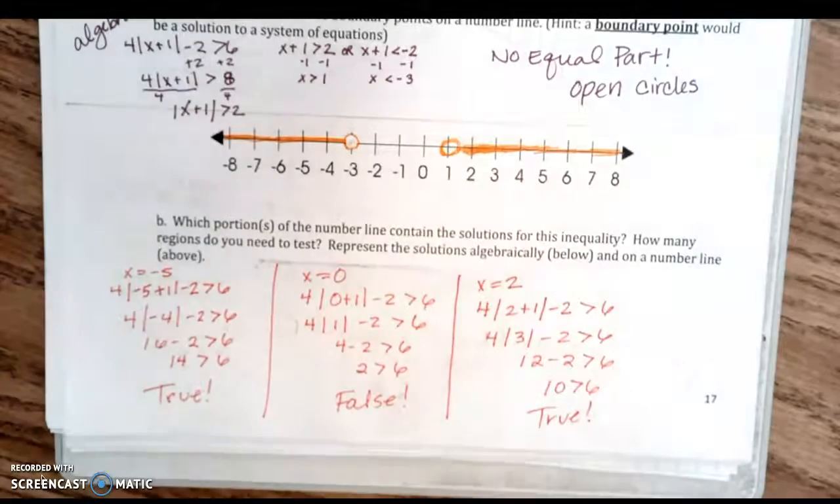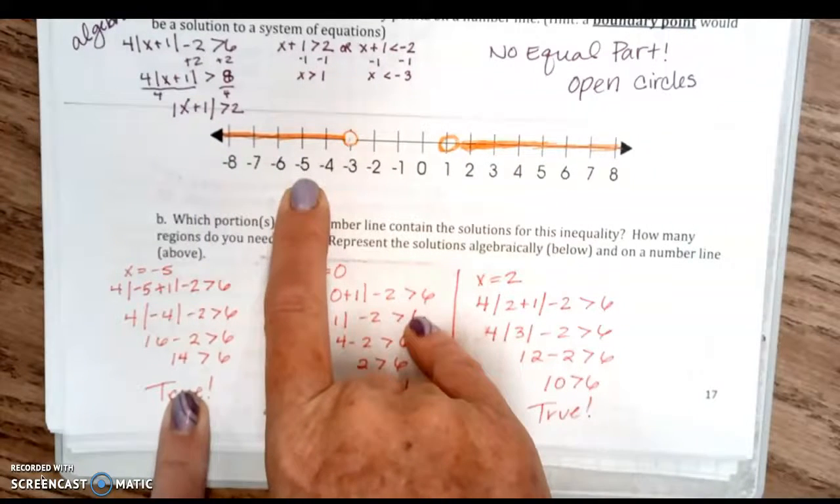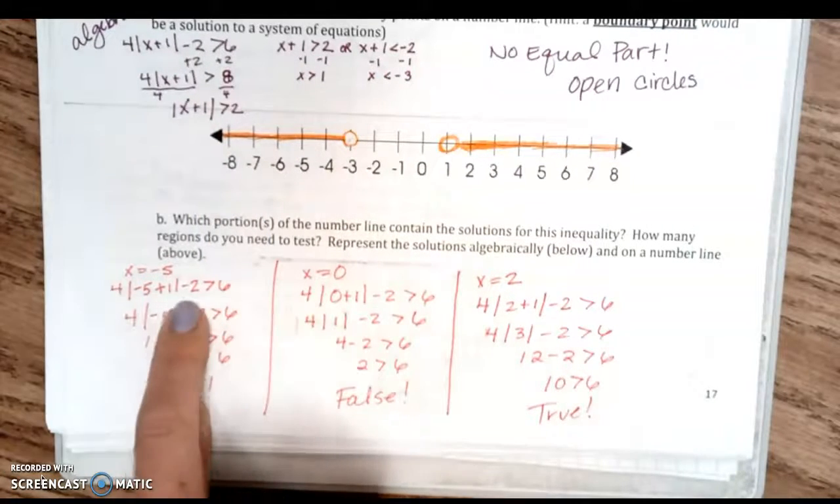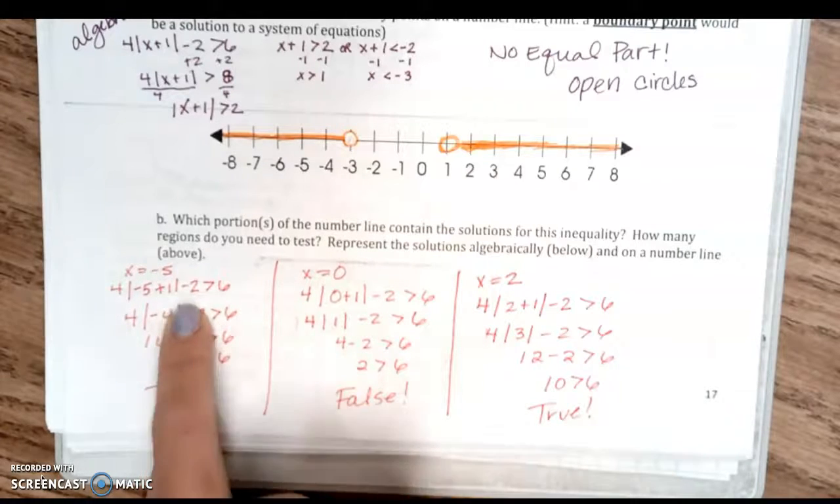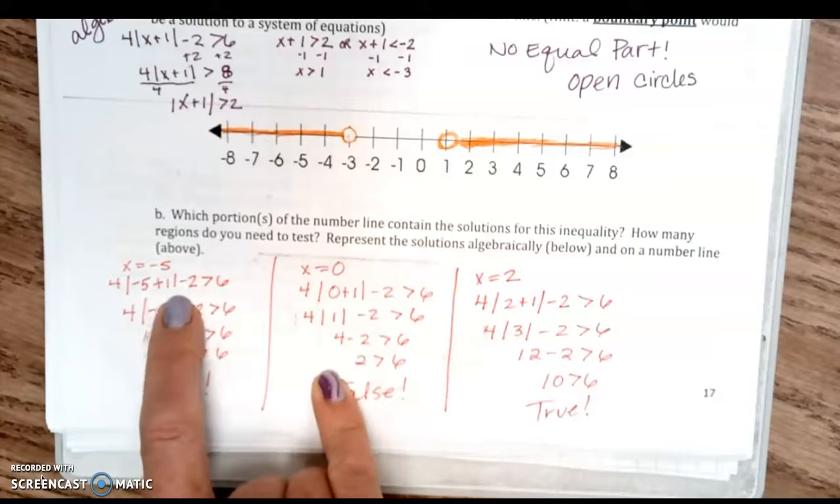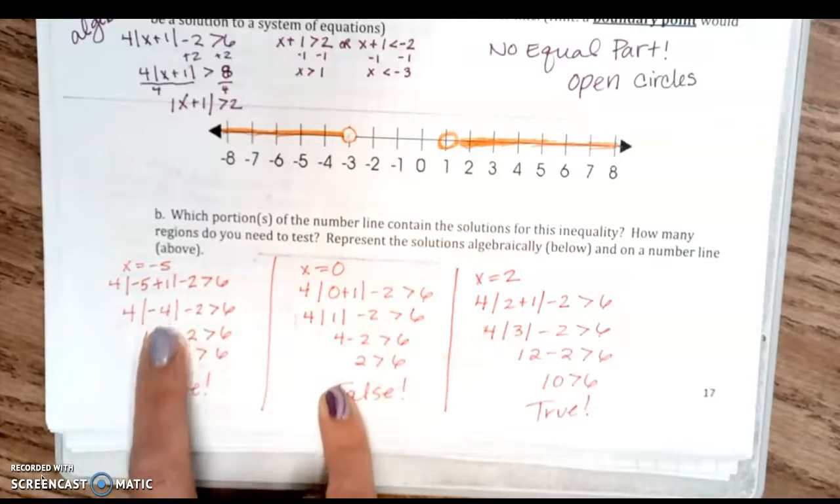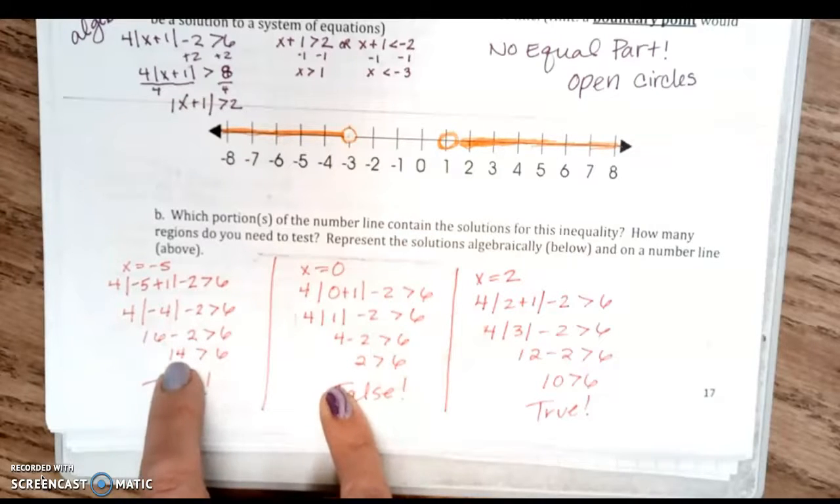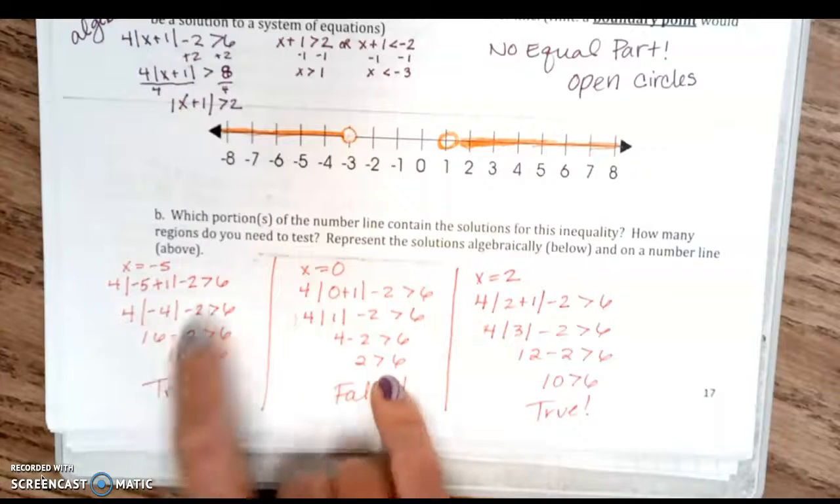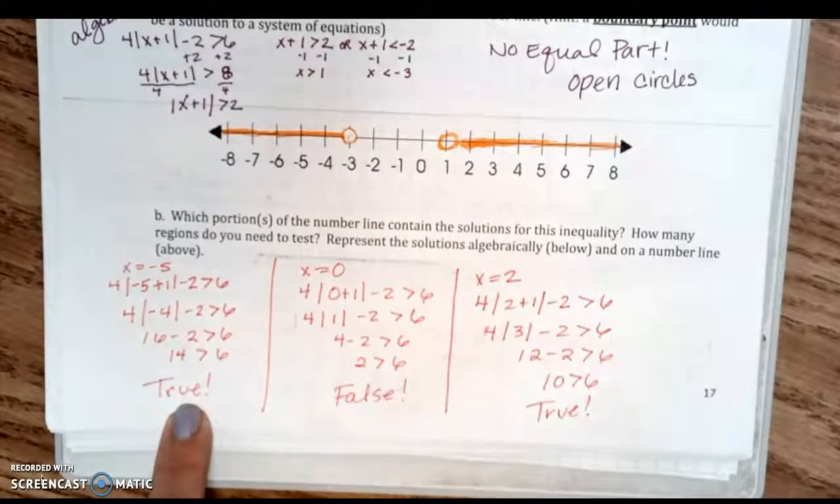So you're going to pick any number over in this area. I picked -5, plugged it into that original inequality way up at the top of the page, and then simplified. I combined -5 plus 1 to get -4. The absolute value of -4 is 4. 4 times 4 is 16, and 16 minus 2 is 14. And on the right-hand side, we just had a 6. So is 14 greater than 6? Yes, it is, so we say true.